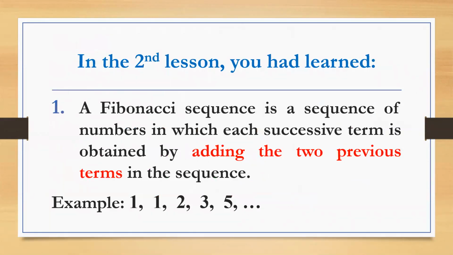In the second lesson, you had learned about the Fibonacci sequence, which is a sequence of numbers in which each successive term is obtained by adding the two previous terms in the sequence. For example, 1, 1, 2, 3, 5.